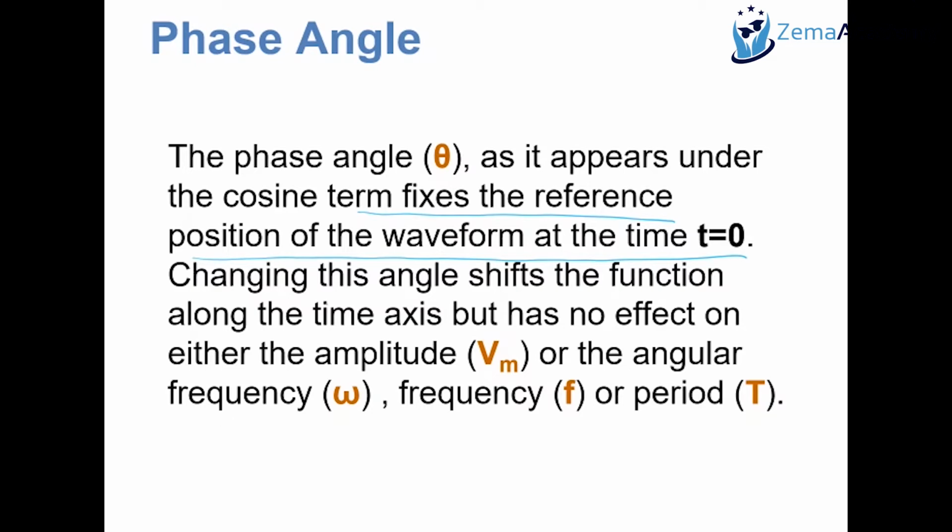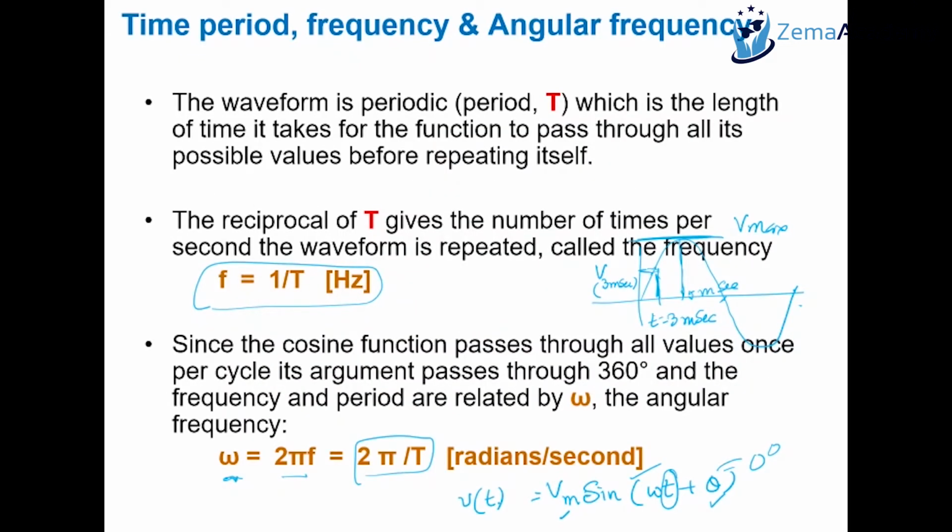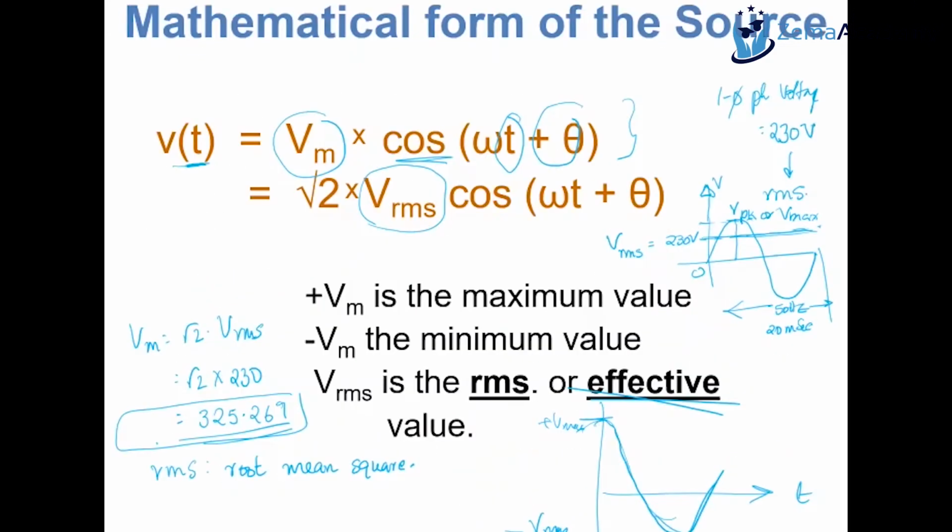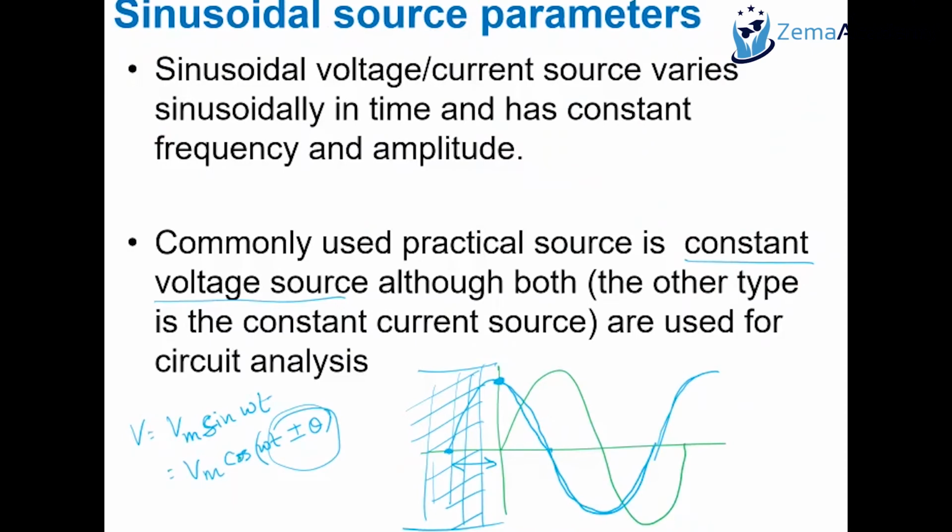The other thing is changing this angle shifts the function along the time axis, but has no effect on the Vm or the angular frequency or time period. So as we have seen, moving these things can change only when it starts, but it doesn't change the actual values. So if I move this waveform ahead or behind, it doesn't change what the maximum value is. The maximum value is going to be the same.